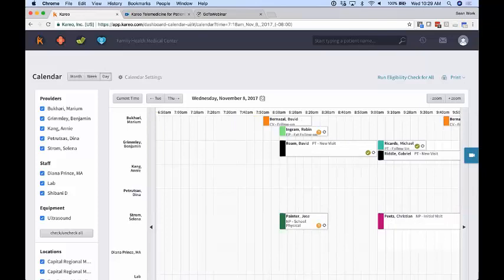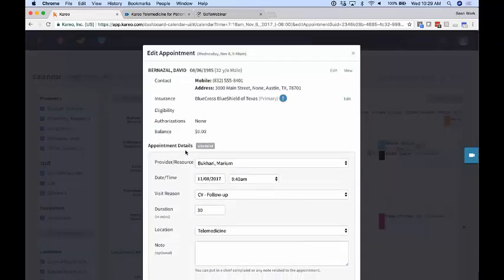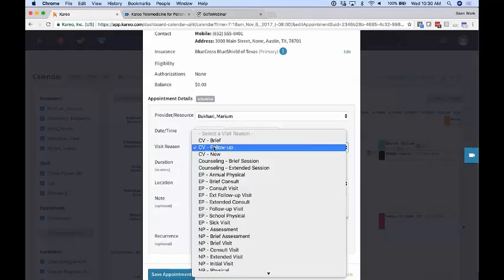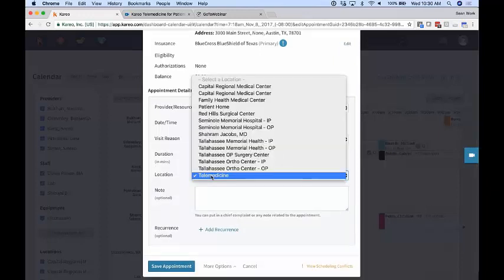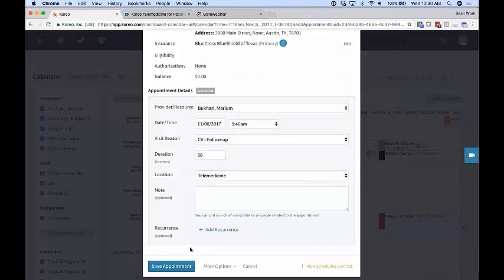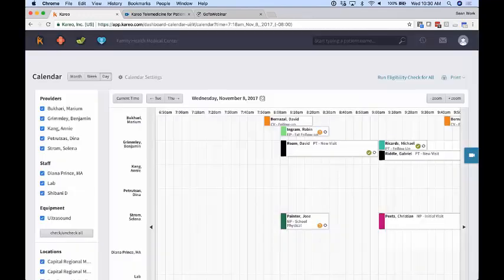Now you can see on the calendar, I have a previously scheduled visit that we'll take a look at here. It's exactly like a normal in-office appointment when we're scheduling it. You select the visit reason. We'll say this is a follow-up, but from the drop-down menu, you're going to select telemedicine. When you select telemedicine, you save the appointment, and that triggers the sync between the eligibility rules engine and the telemedicine platform and the scheduling platform.